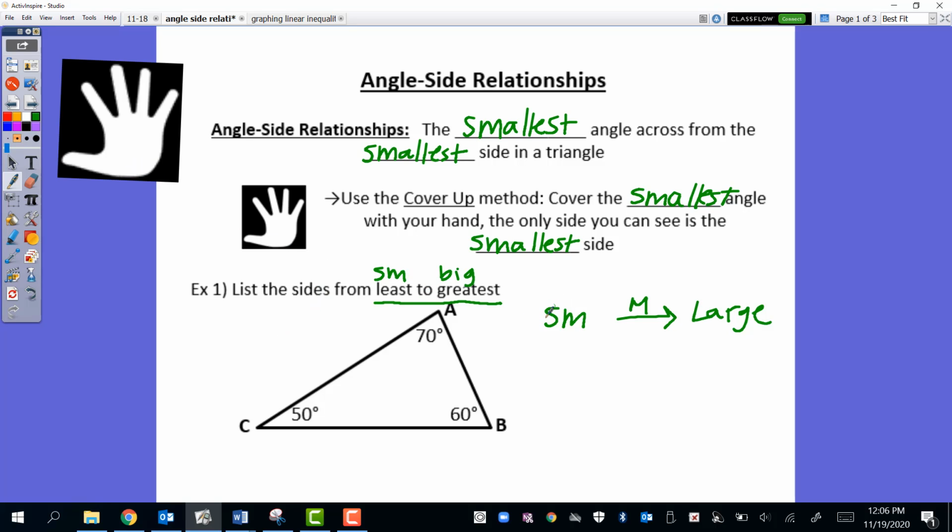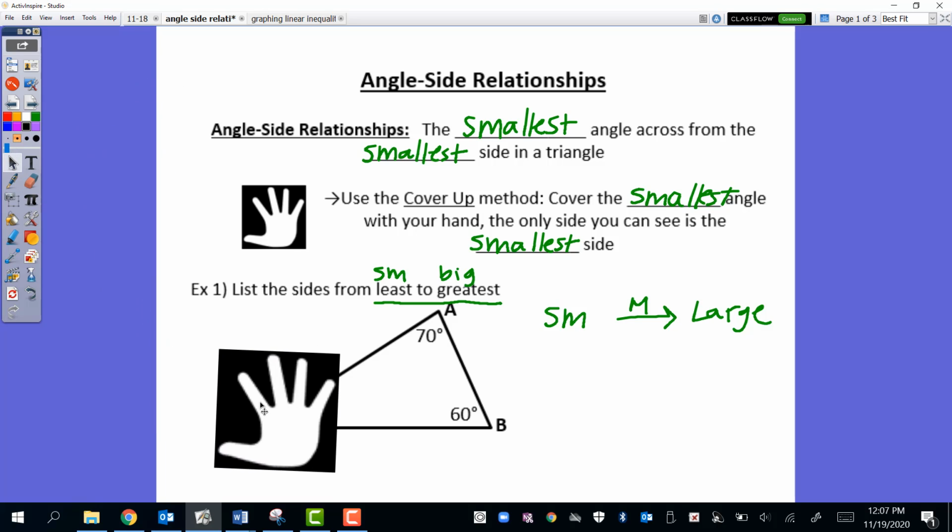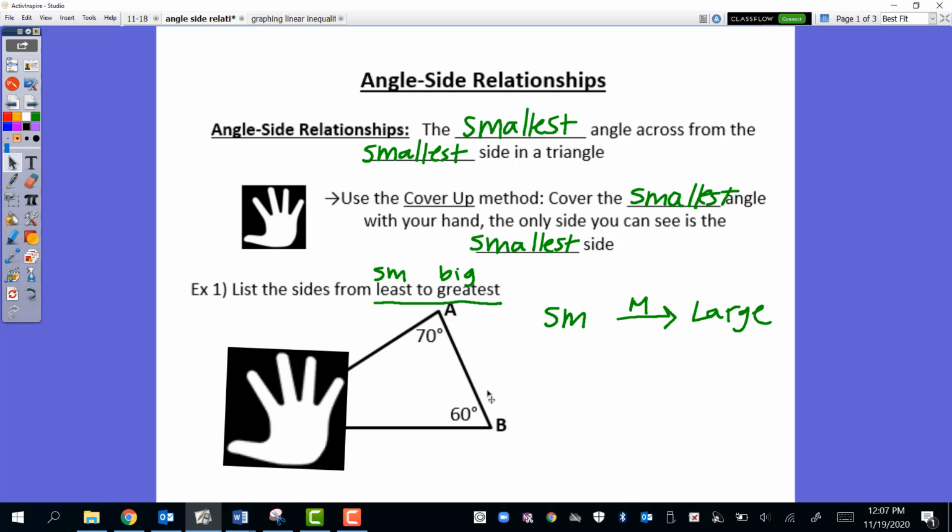First thing, which is the smallest angle in this picture? Well, I've got a 70, a 60, and a 50. Obviously, 50 is the smallest. So I'm going to start by covering up that 50-degree angle. If I cover that up with my hand, what do I see left? It's this side over here, A to B. So I say that the smallest side is AB.